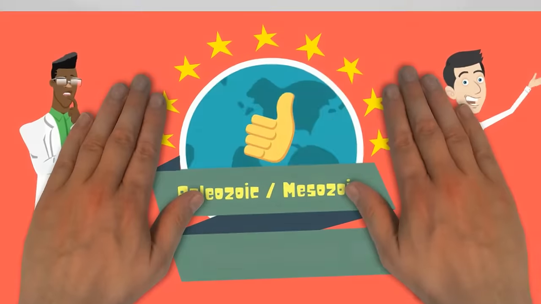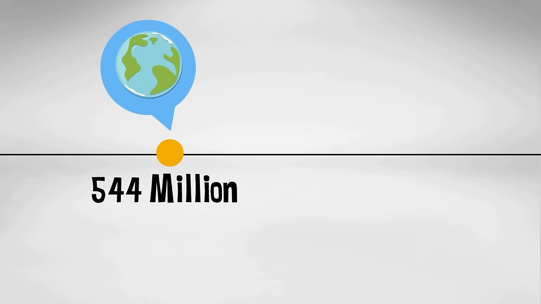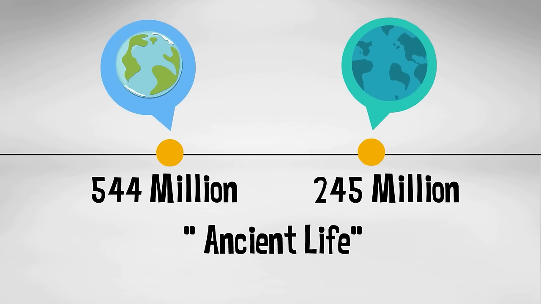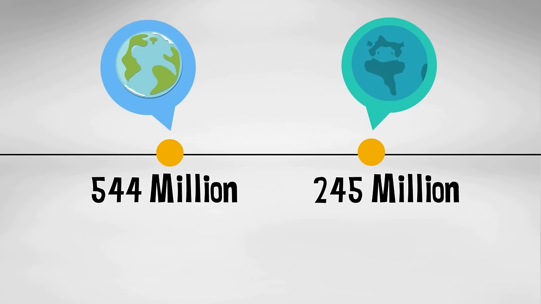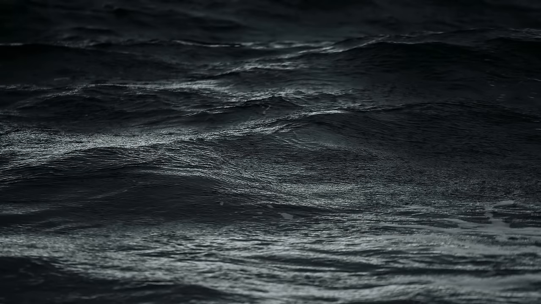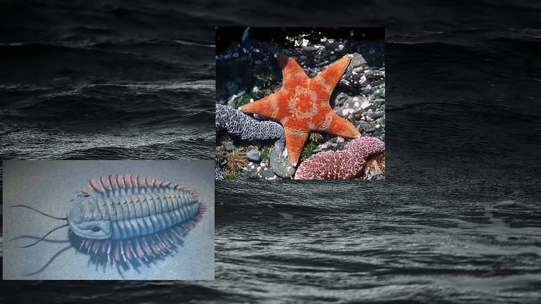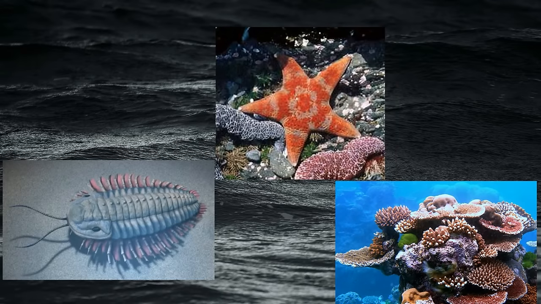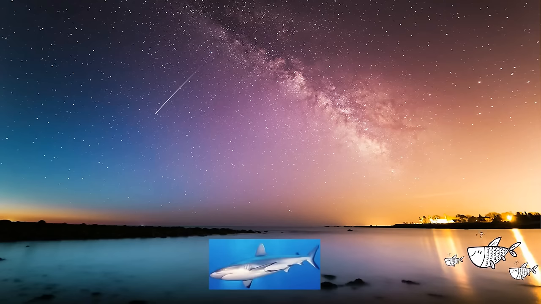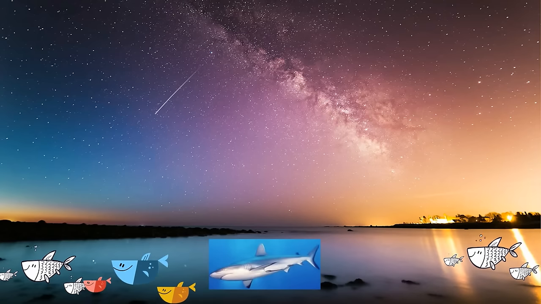Paleozoic era lasted between 544 to 245 million years ago. Paleozoic means ancient life and is part of the Phanerozoic Eon, along with the Cenozoic and Mesozoic eras. Let's hit some highlights of this era. Early during the Paleozoic era, trilobites, echinoderms, and other marine invertebrates, such as coral, dominated the ocean. Jawless fish also lived during this era. Eventually, sharks and other bony fish began to appear.